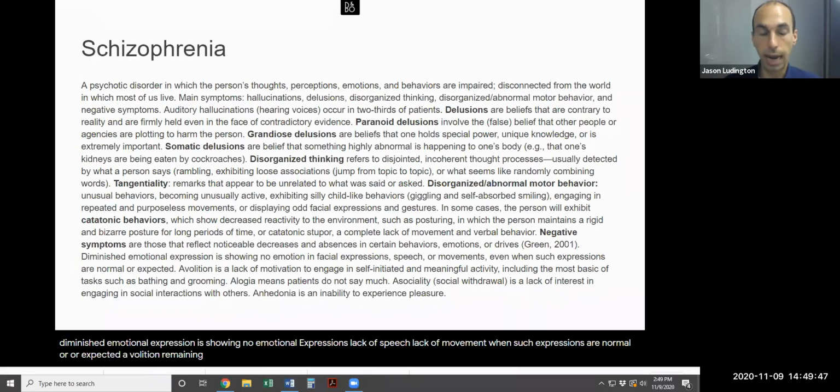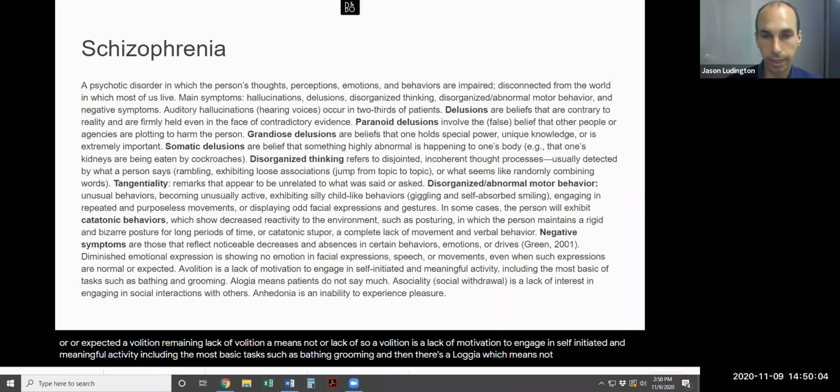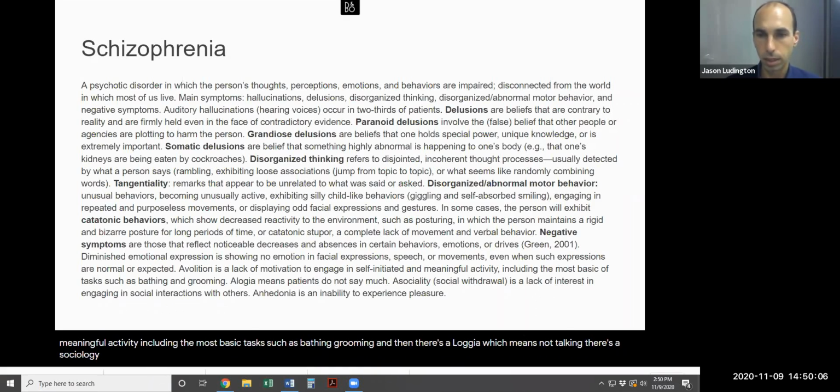Avolition, meaning lack of volition. A means not or lack of. So avolition is a lack of motivation to engage in self-initiated and meaningful activity, including the most basic tasks such as bathing, grooming. And then there's alogia, which means not talking. There's asociality, which is social withdrawal, lack of interest in engaging in social interactions with others. Anhedonia, so a or an as a prefix means lack of. That's the inability to experience pleasure, just like depression.